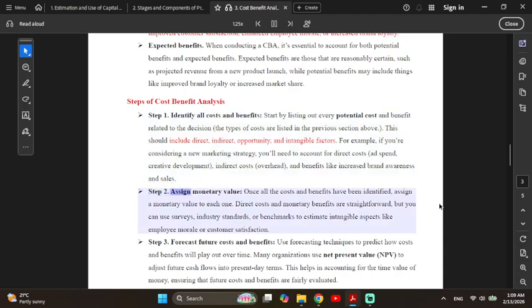Step 2. Assign monetary value. Once all the costs and benefits have been identified, assign a monetary value to each one. Direct costs and monetary benefits are straightforward, but you can use surveys, industry standards, or benchmarks to estimate intangible aspects like employee morale or customer satisfaction.